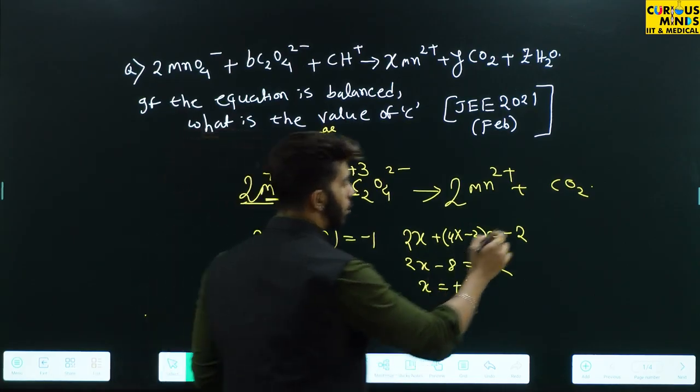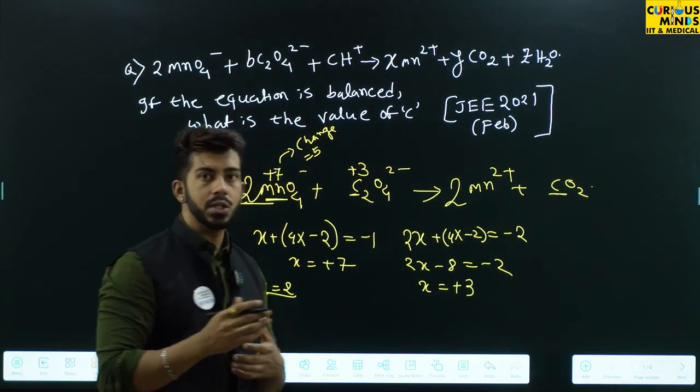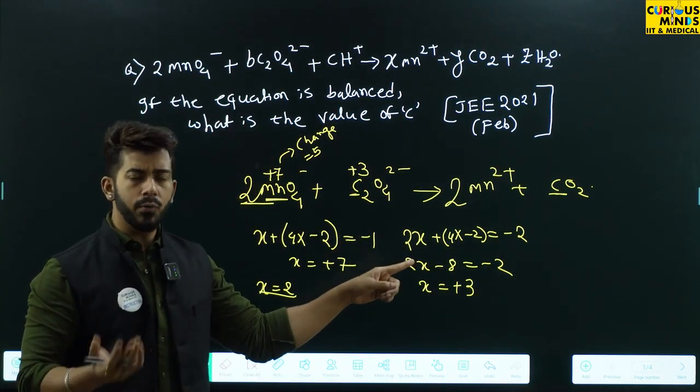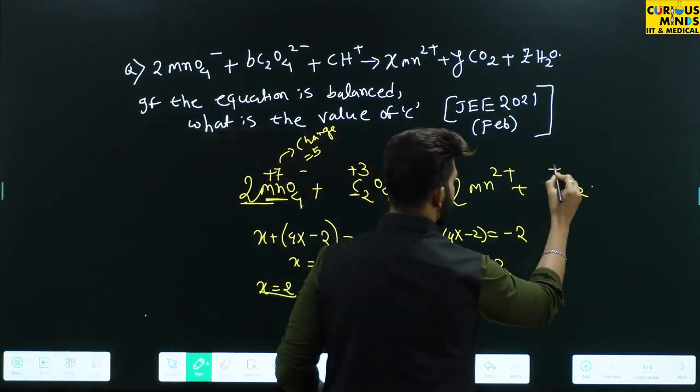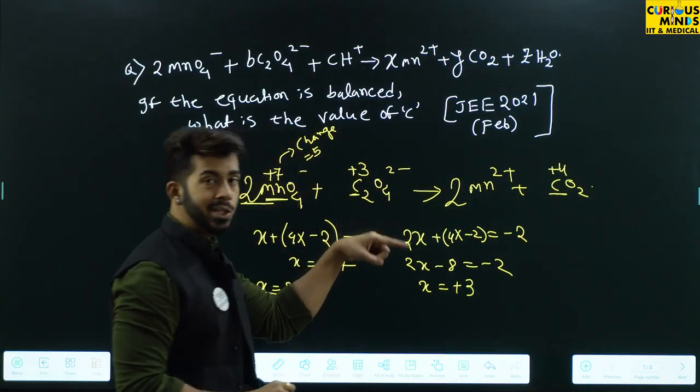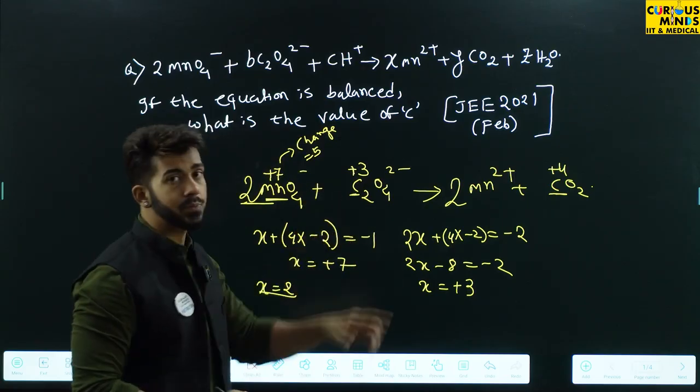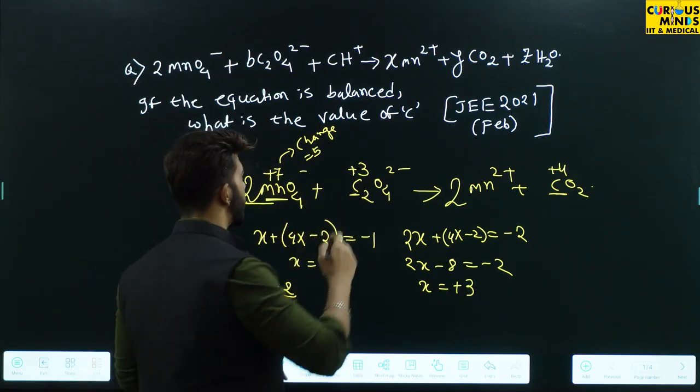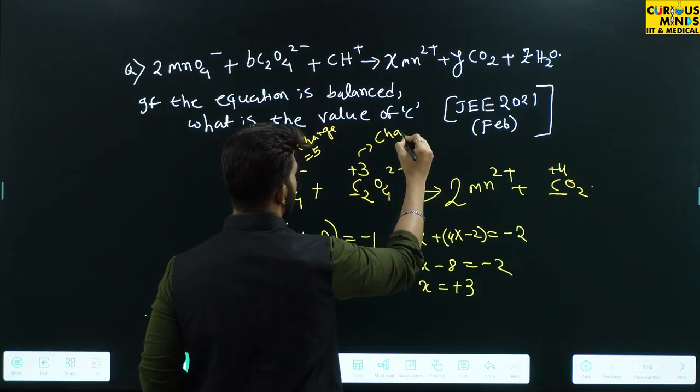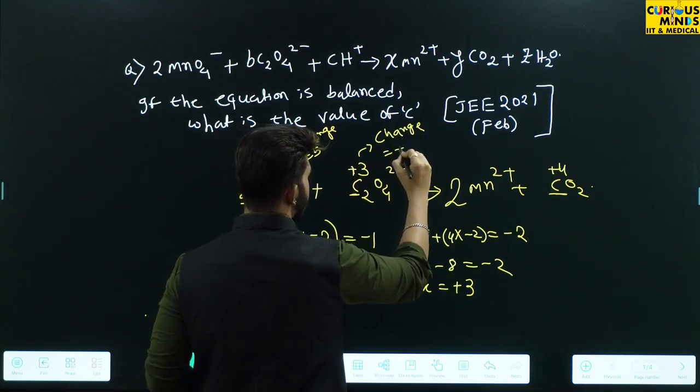Now if I talk about this carbon, what is the oxidation state of carbon in carbon dioxide? Of course it is plus 4. So what is the change of oxidation state from plus 3 to plus 4? Of course the change is plus 1. So here the change will be plus 1.